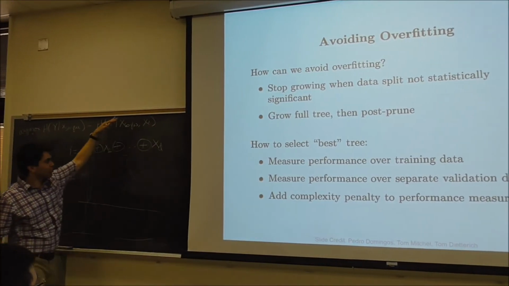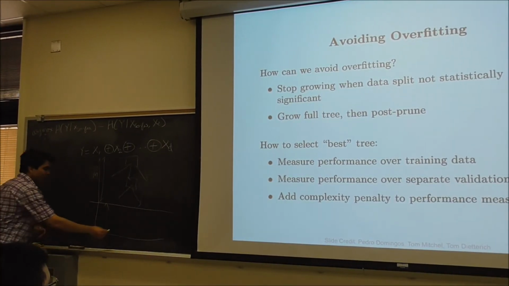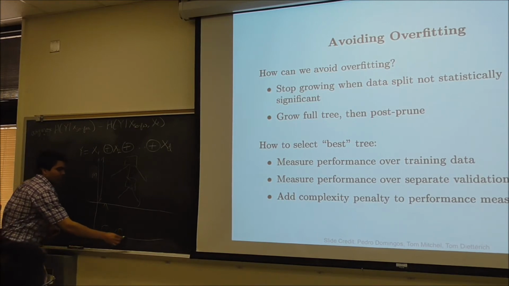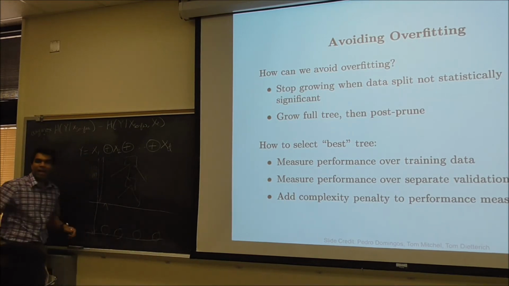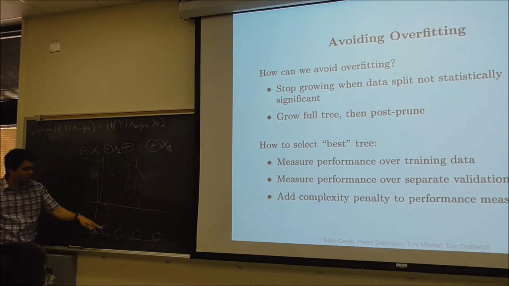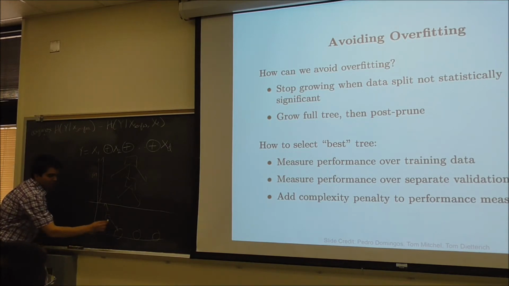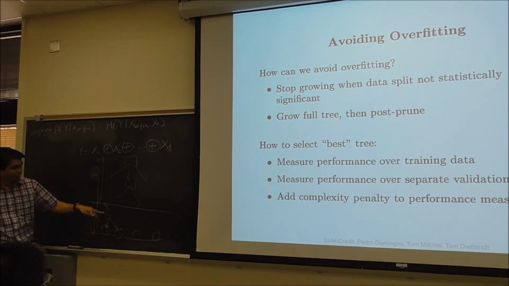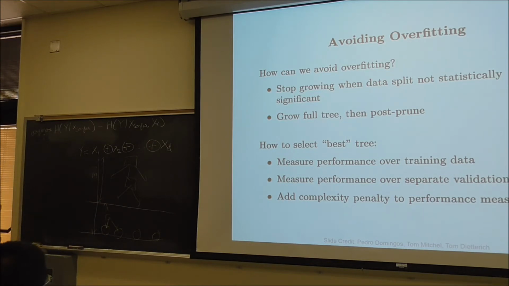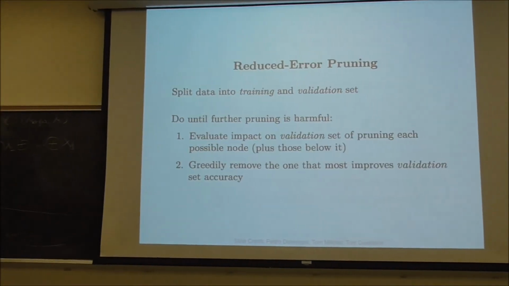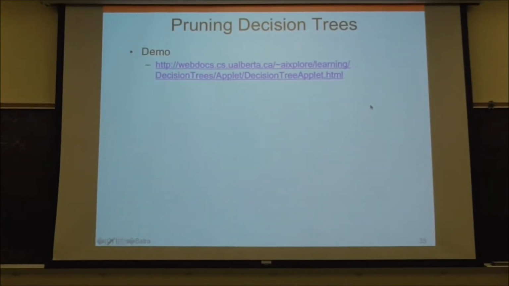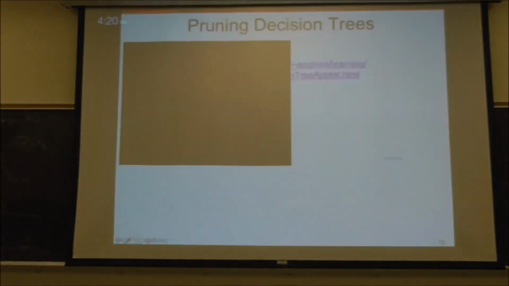So what you do is you create a really deep tree, and then you visit every single leaf at this depth, and the internal nodes, and you check, if I collapsed these two into this leaf, does that improve my performance on a validation set? So on training you grow to full trees, and on validation you come back. I'll show you a demo of that.